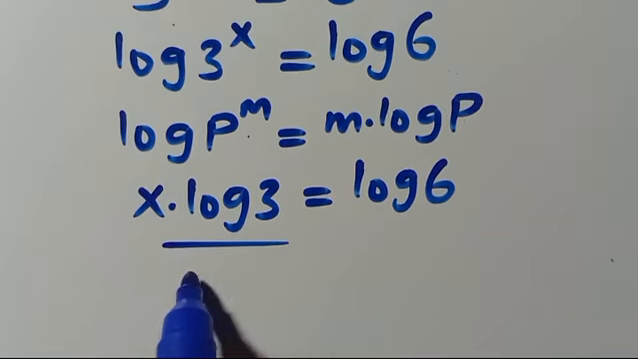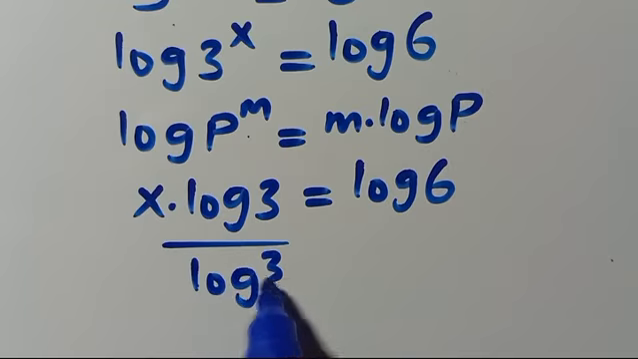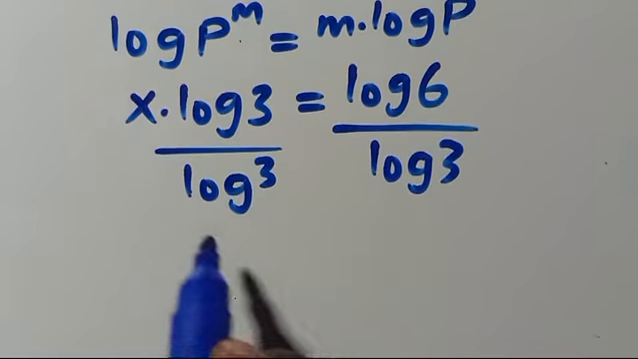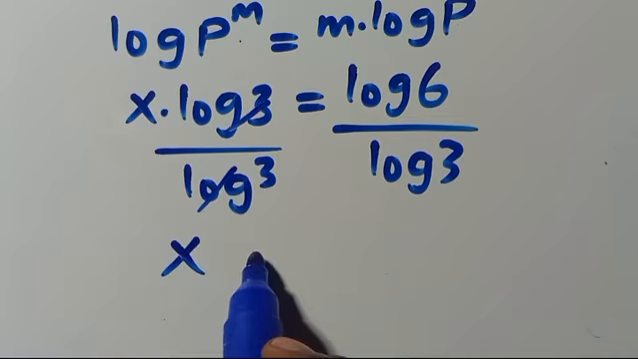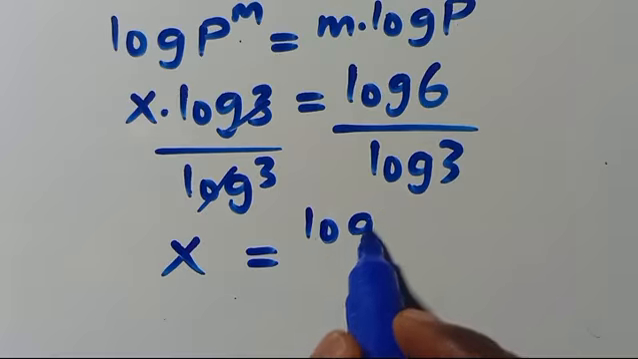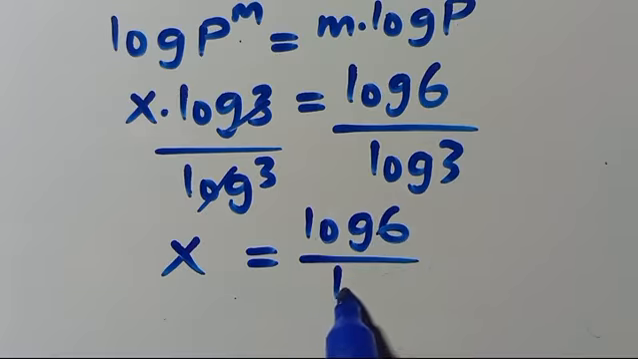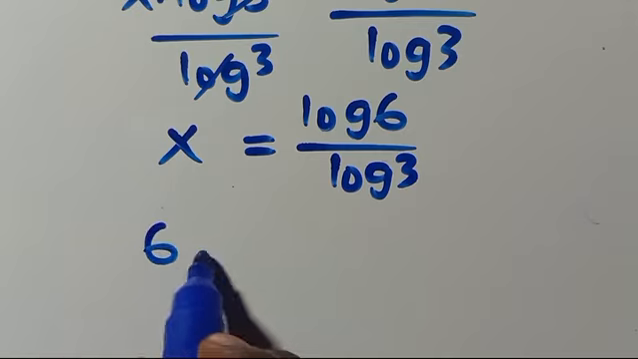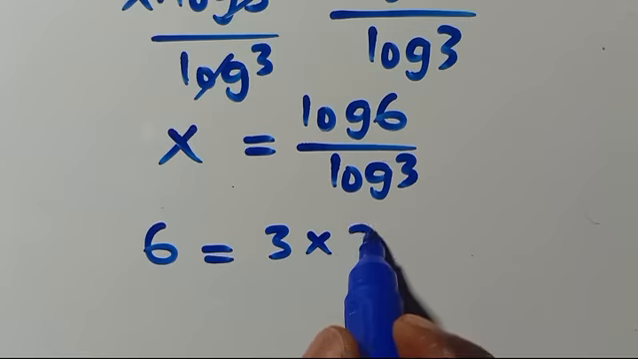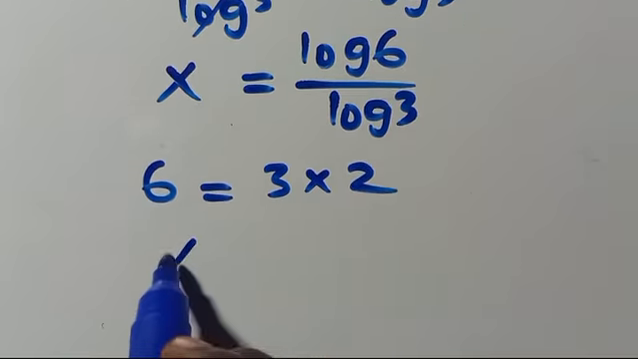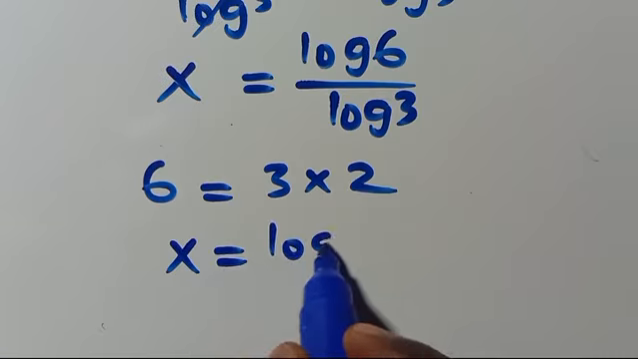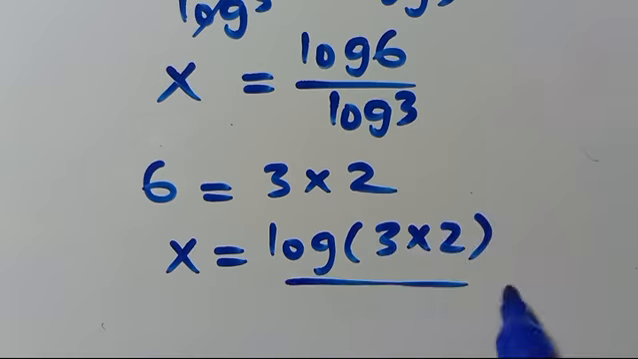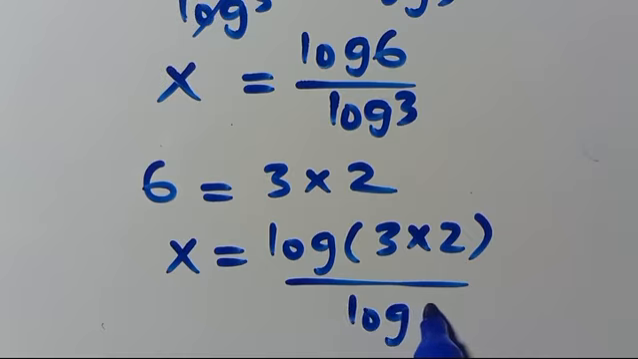So from here, dividing through by log 3, we cancel out this. We have x equals log 6 over log 3. Then let us recall we can have 6 as the product of 3 times 2. So we have x equals log, open parenthesis, 3 times 2, close the parenthesis, over log 3.